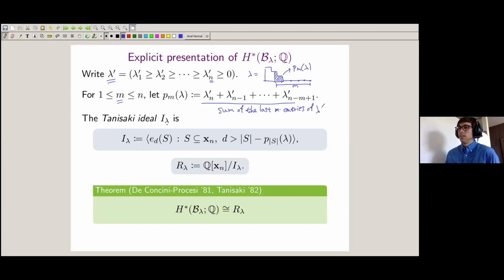And the Tanisaki ideal I lambda is this ideal given by certain elementary symmetric polynomials, except this time we're going to take ones in subsets of the variables. So we'll throw in this e_d of S for S a subset of variables if a certain inequality holds. I don't expect you to absorb this inequality all in one go. We're going to do an example on the next slide. So let R lambda be the corresponding quotient ring, where you mod out by I lambda, and De Concini-Procesi and also later Tanisaki proved that R lambda is isomorphic to the cohomology ring. So for example, you could put it into a computer and compute things about it.